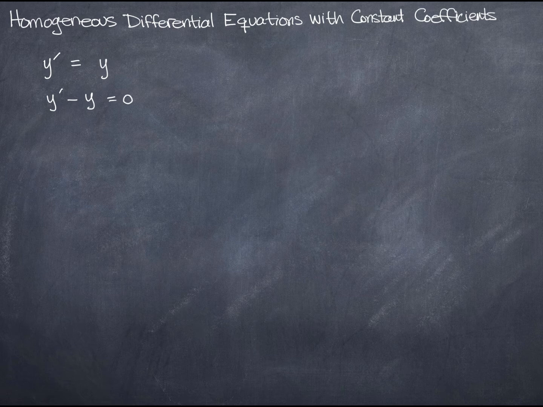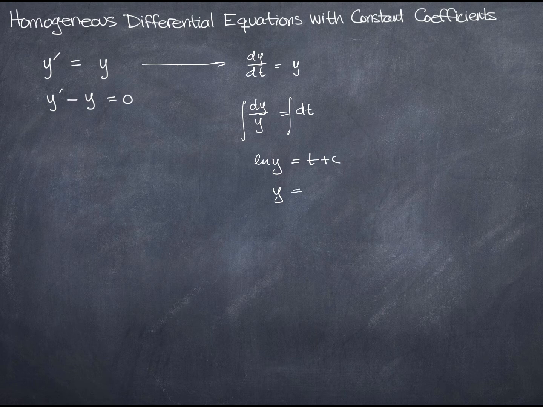Now, we could do this the long way. We could say that this means that, given this equation, dy dt equals y, divide both sides by y, multiply both sides by dt, integrate both sides, we get the natural log of y equals t plus a constant, so y equals e to the k, e to the t.